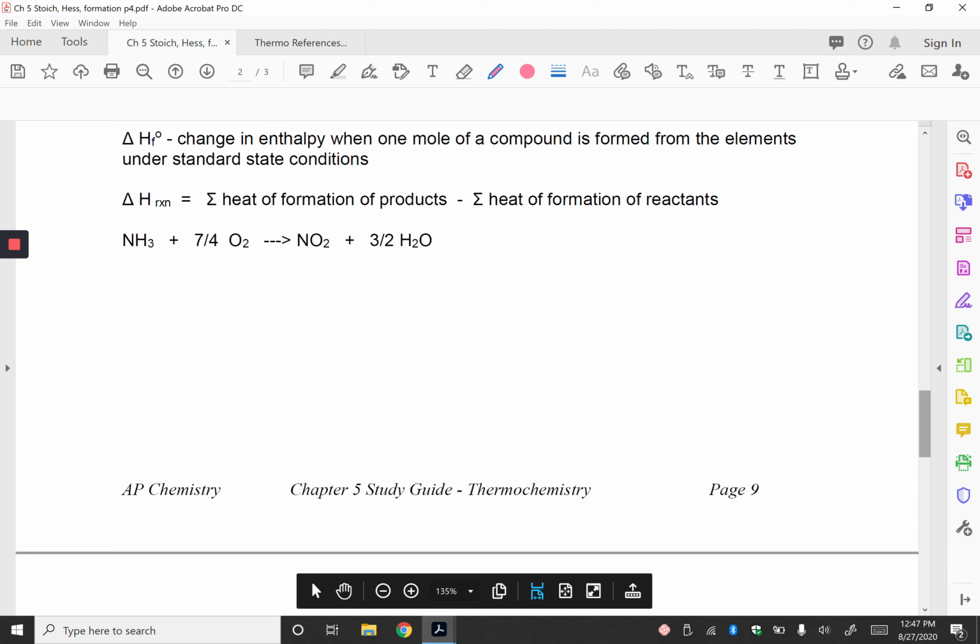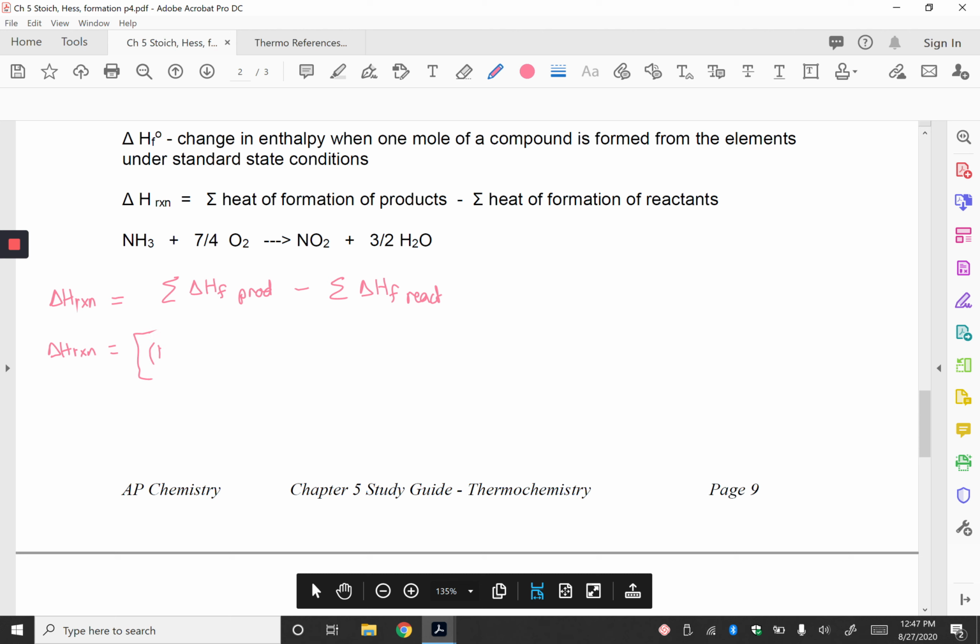So we have ammonia reacting with oxygen to form NO2 and H2O. So if I want delta H for this reaction, then I say it's the sum of the heats of formation of the products minus the sum of the heats of formation of the reactants. Okay, so let's start with products minus reactants. We're going to start with products.